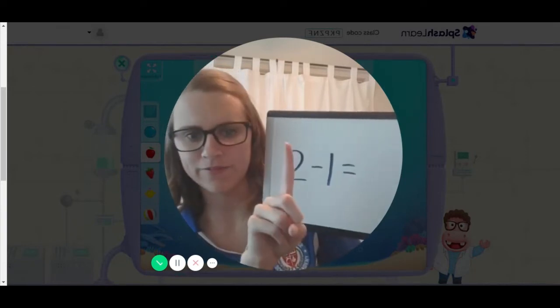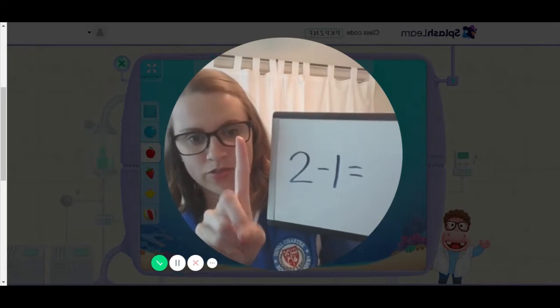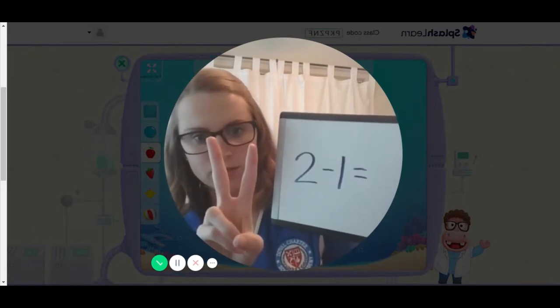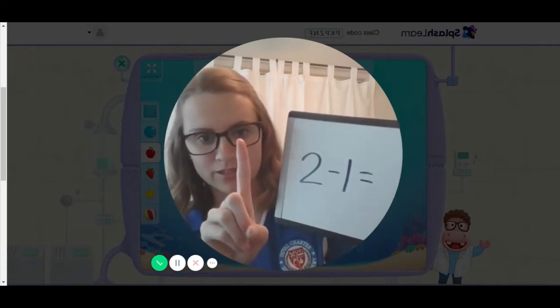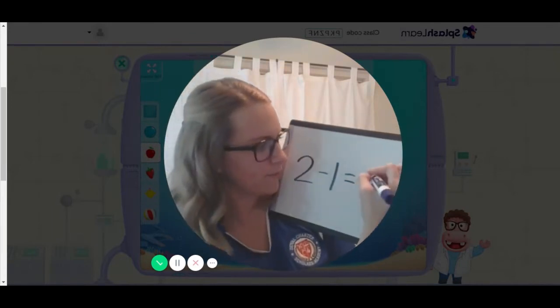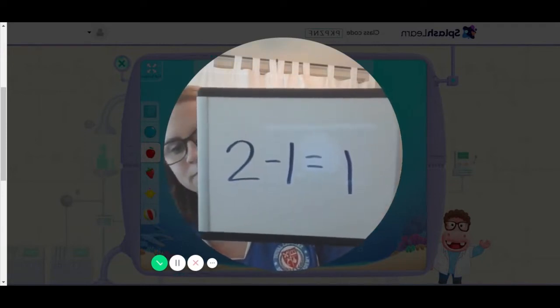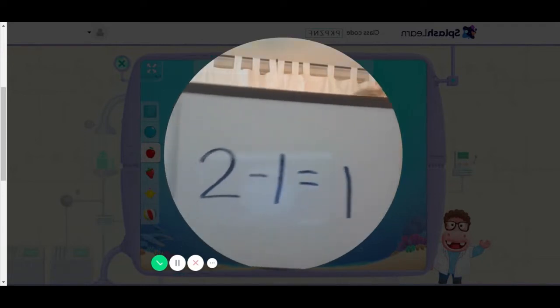And how many fingers should I take away? I have to take away 1 finger, don't I? So I'm just going to take away 1 finger. Now, how many fingers are left? I just see 1 finger left, right? So that means 2 fingers minus 1 finger equals just 1. So that's our answer, 1. 2 minus 1 equals 1.